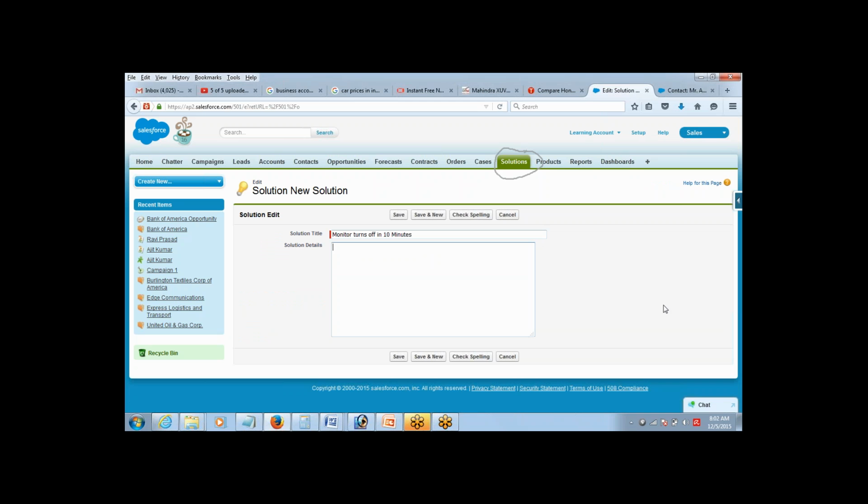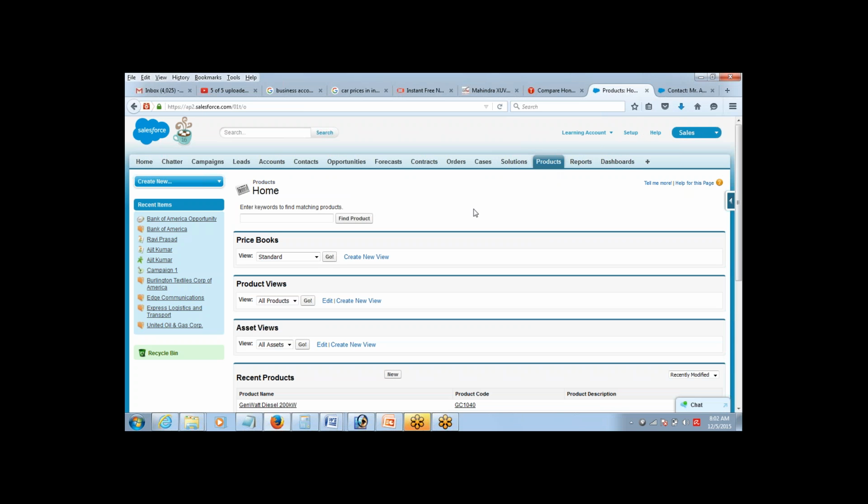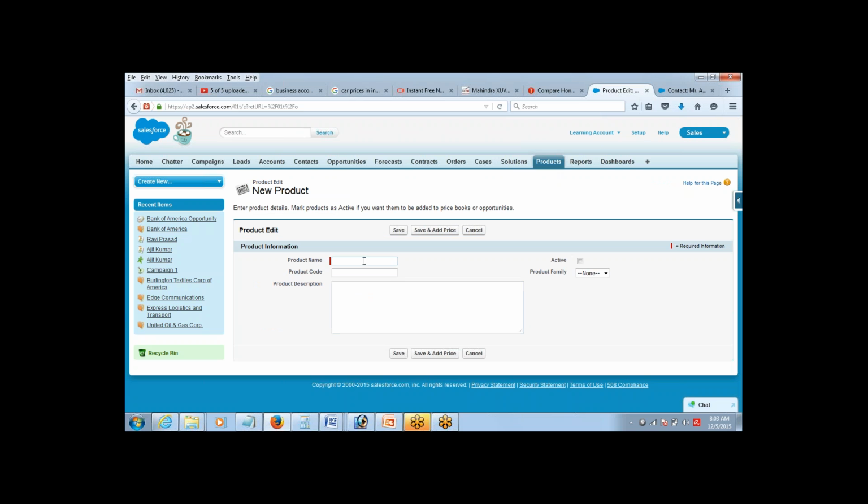Okay, so that's it. Then comes the products. Products is the table where basically all your company's products are tracked. What all products you are selling, and the product families and every information about that. So if I click on new, so let's say I say A5 size notebook is one of my products.